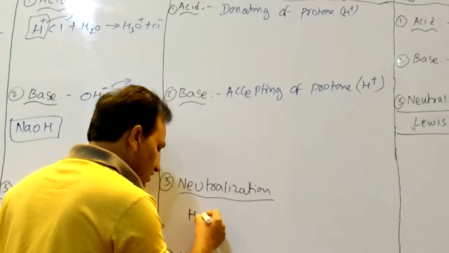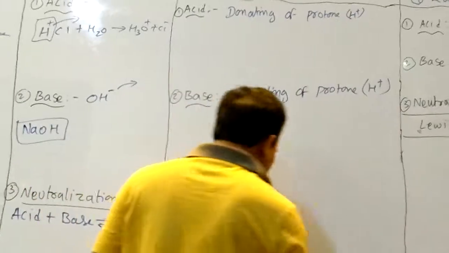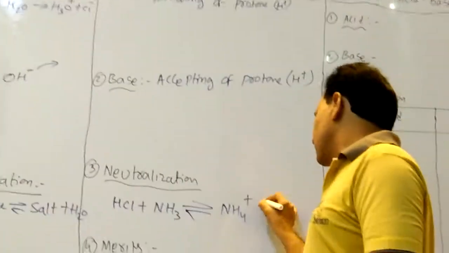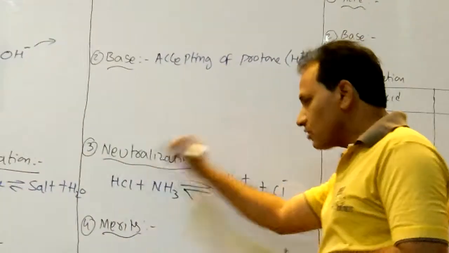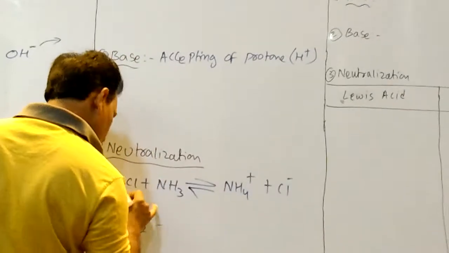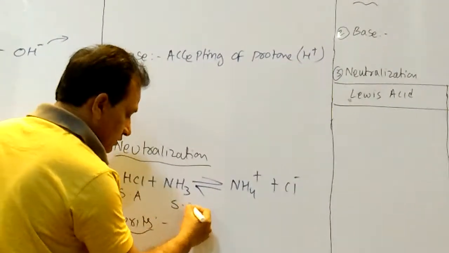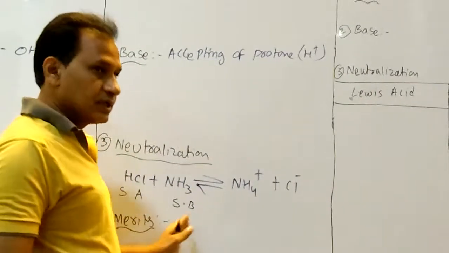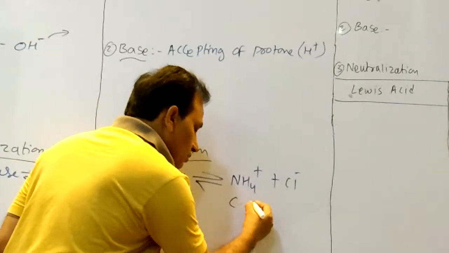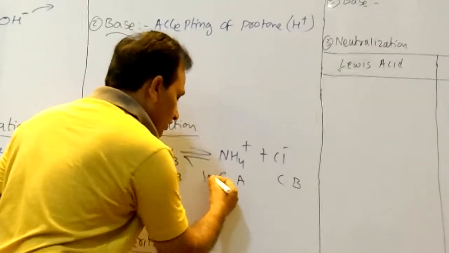Like HCl is an acid according to him, NH3 is a base. HCl transfers the proton and they form NH4 plus and Cl minus. HCl is a strong acid, NH3 is a strong base. Strong acid and strong base combine, they form conjugate acid and conjugate base, but they are weak.